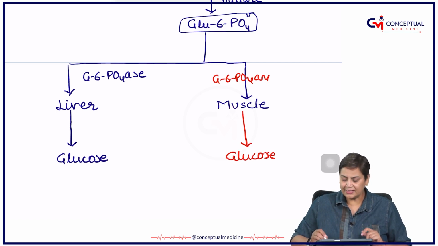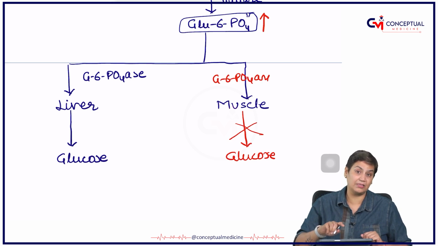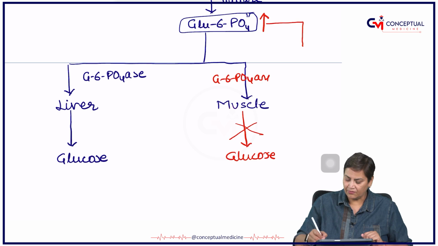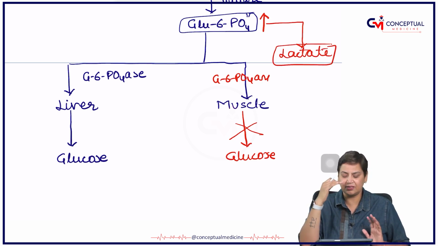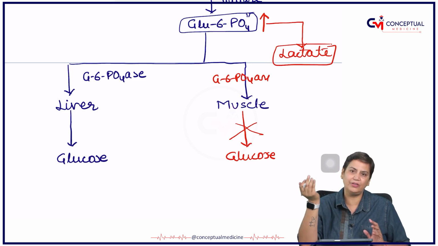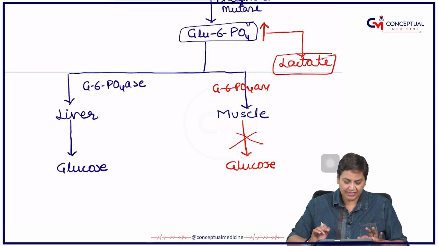right? So in the muscle there is no synthesis of glucose, so there will be accumulation of glucose 6-phosphate in the muscle, and this glucose 6-phosphate in the muscle will lead to the formation of lactate, and that is what exactly happens. Anaerobic glycolysis in the muscle will always lead to production of lactate. Very, very important. Okay.